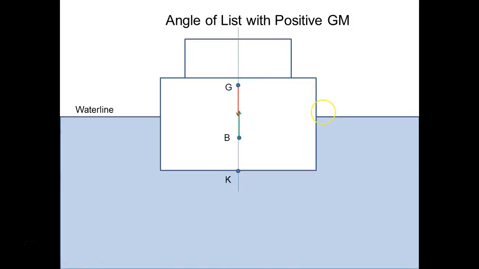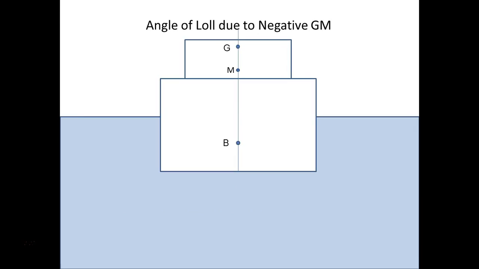Okay, that is angle of list. And again, in this case we have no list because G is on the center line. But if G was off the center line, the vessel would then roll around that off-center G, which would be dangerous, or could be dangerous. Okay. So now let's look at angle of loll.